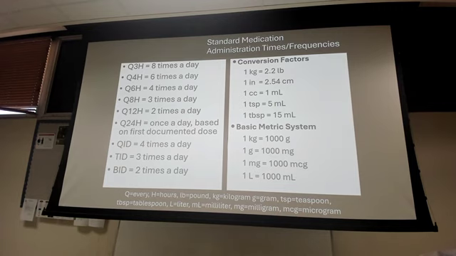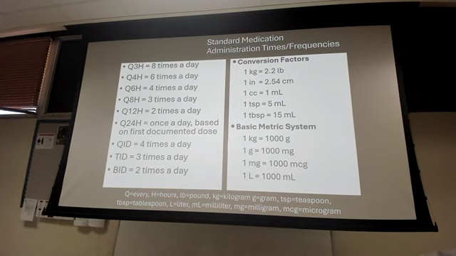So the most common one that you see and use is 1 kilogram equals 2.2 pounds. And then the others are 1 inch equals 2.54 centimeters, 1 cc, which is a unit of liquid, equals 1 milliliter. A teaspoon is 5 milliliters. 1 tablespoon is 15, so you see 3 teaspoons will equal the tablespoon.